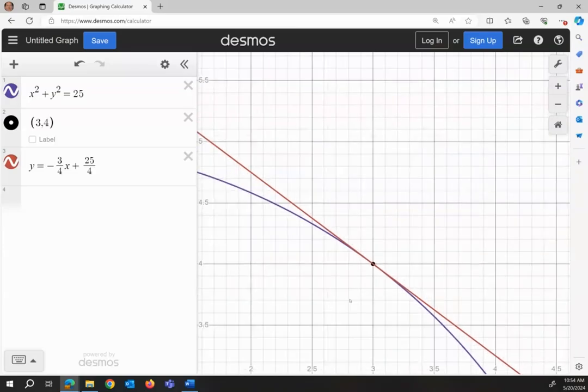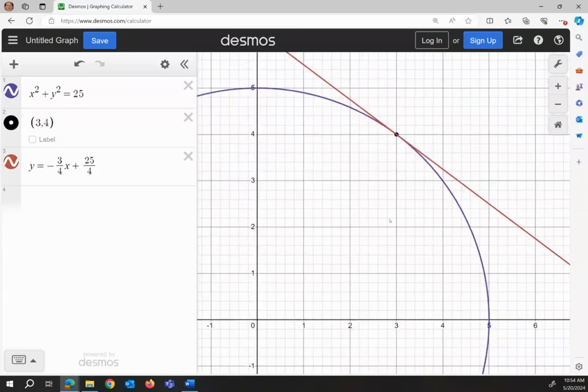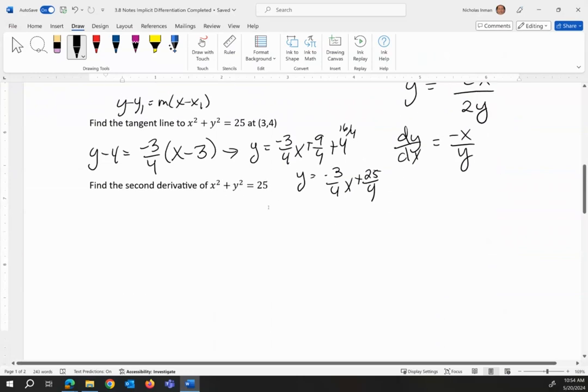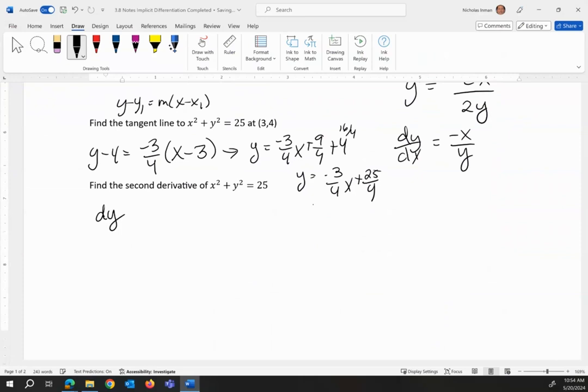All right, and that is what we're working on. Finding the slope of tangent lines on things that are not nice, good functions, but instead have both x's and y's all in the same equation. All right, so let's do a couple more. Find the second derivative. Well, you found the first derivative. All right, so let's do the second derivative.